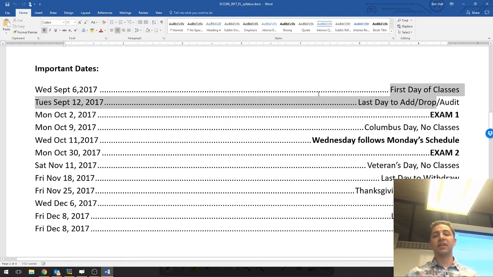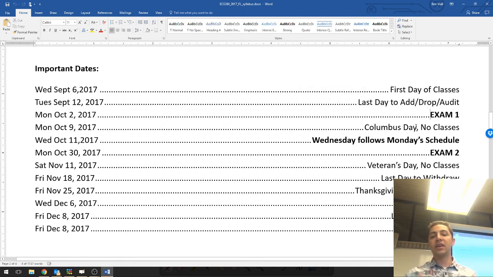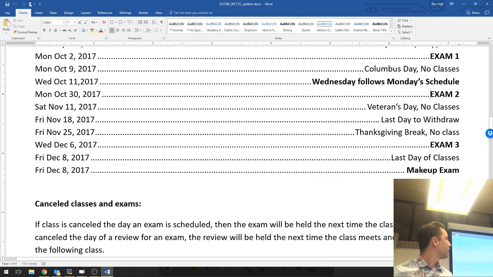Important dates, things like last day to add drop. The exam dates, all 3 of them are scheduled now, which of course you can't see. Somebody was supposed to remind me. The exam dates are all set today, so you know when they are.